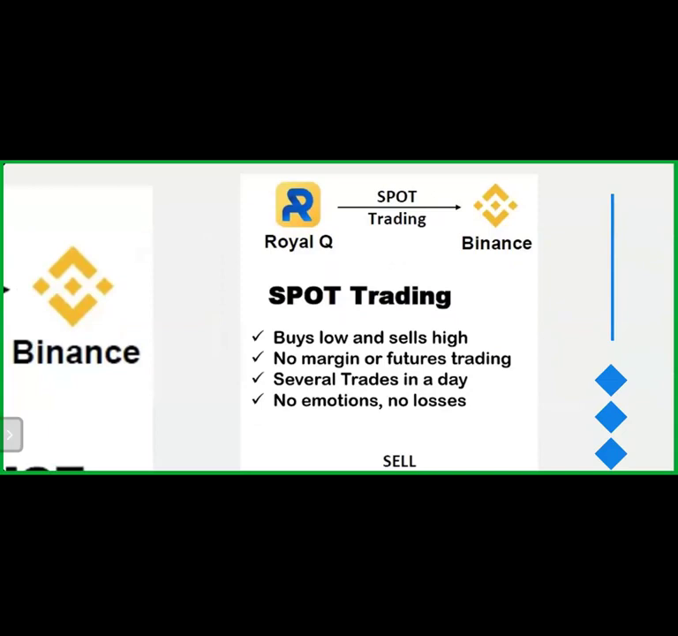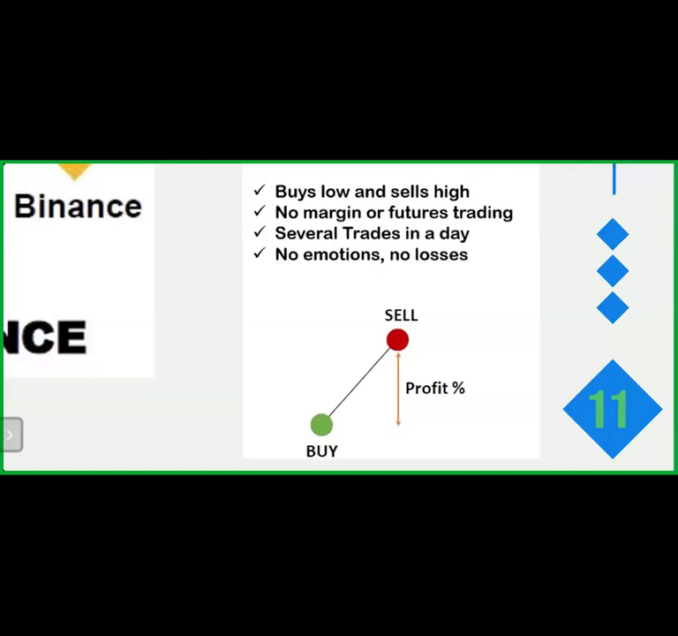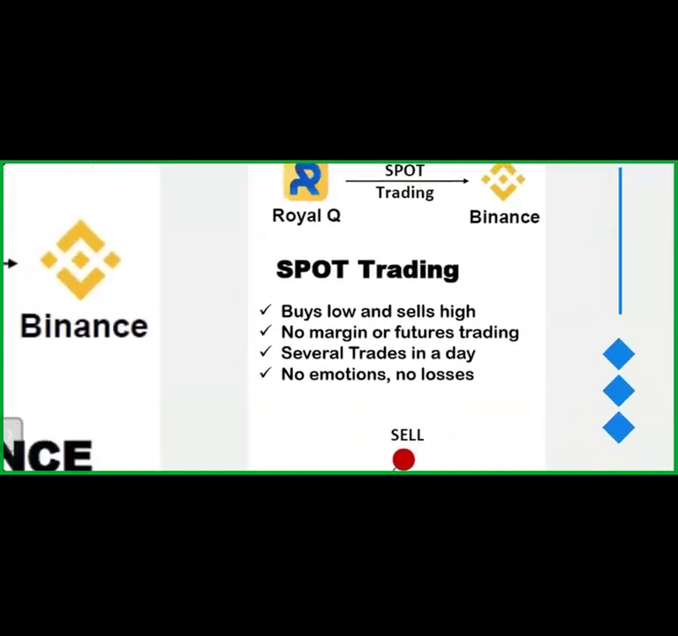So what is spot trading? Spot trading is simply buying low and selling high. And what is that? That's making profit. When you decide to buy low and sell high, you buy a product for a lesser price and sell higher to a customer. The difference is your profit. So this is the type of trading that Royalty Bot does for you.